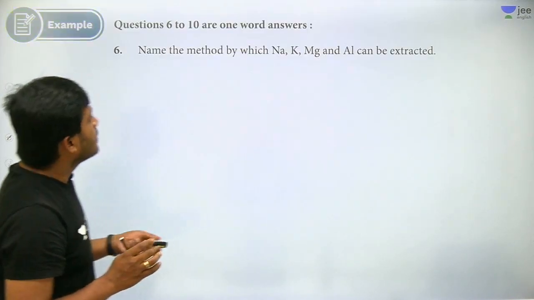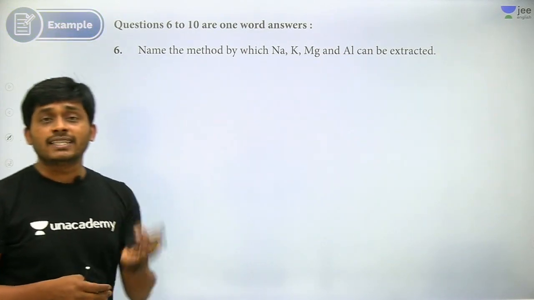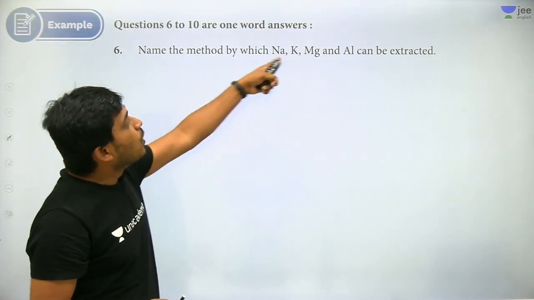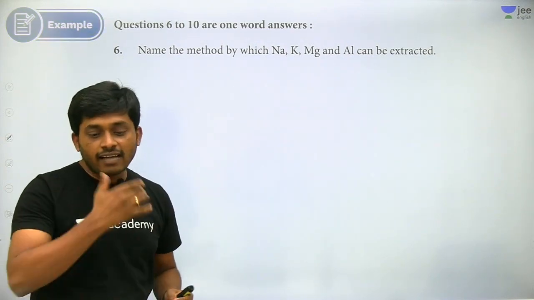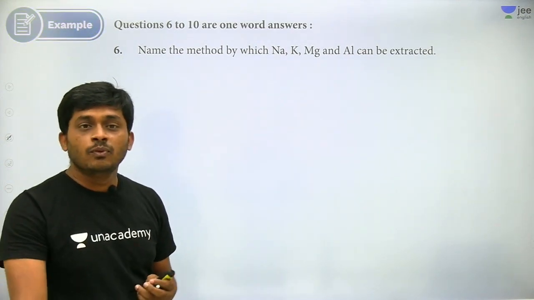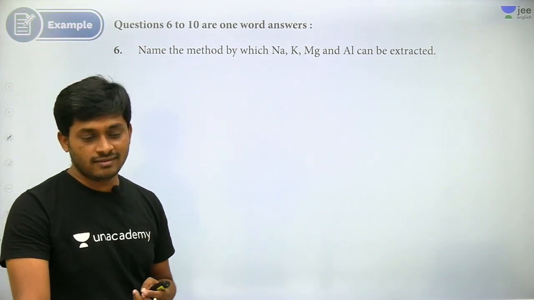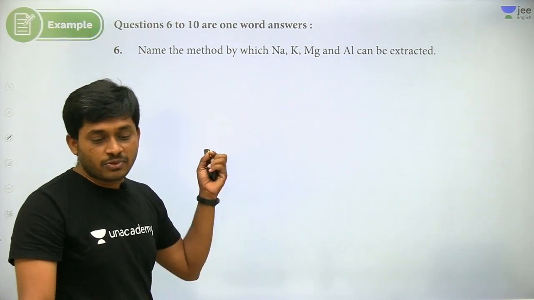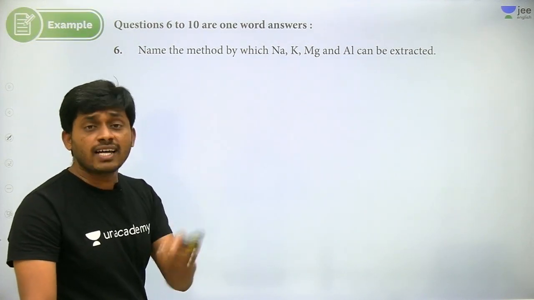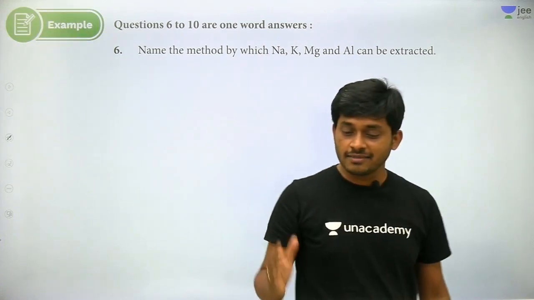Right? So now 6th question. What is the name of a method where the most reactive elements can be extracted? Can I have the answers now? Which method we use for most reactive elements? Most reactive elements, which method we use? Can I have the answers in the comment box? Fast.